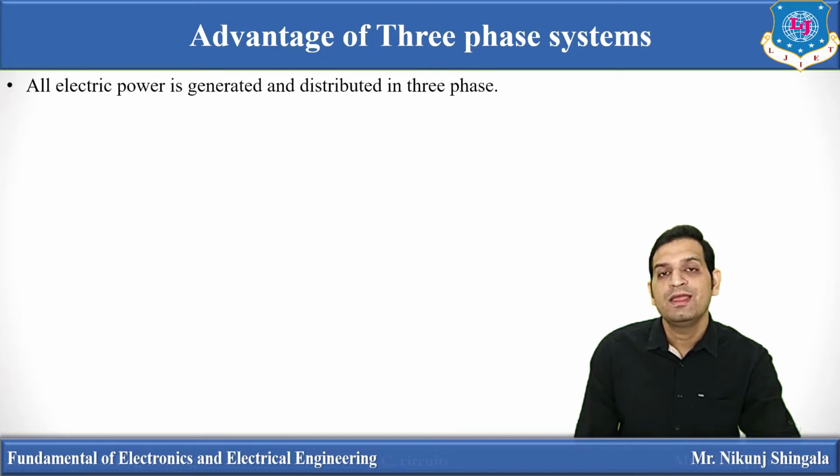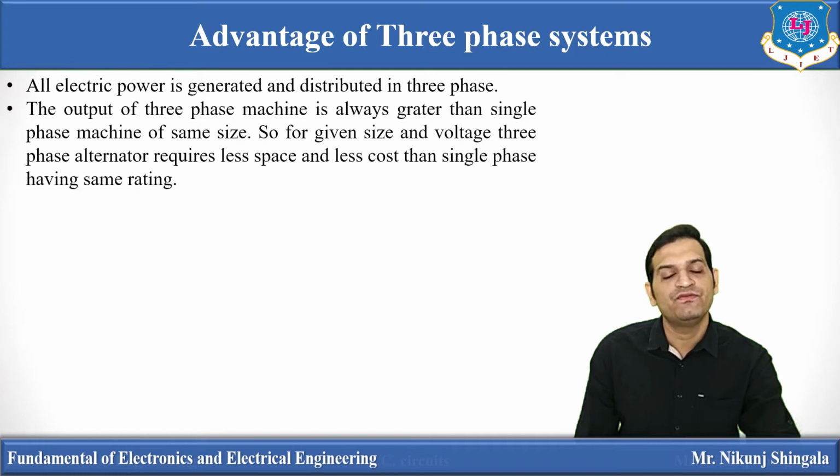First, electric power is always generated and distributed in three-phase because it has its own advantages over the single-phase system. Suppose we take a single-phase and a three-phase machine of the same size, then the output of the three-phase machine will be higher than the single-phase machine. So for the given size and the same voltage rating, the three-phase alternator requires less space and the cost of the system also reduces as compared to the single-phase system.